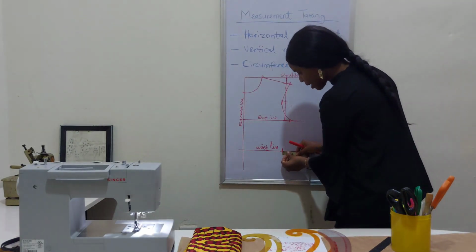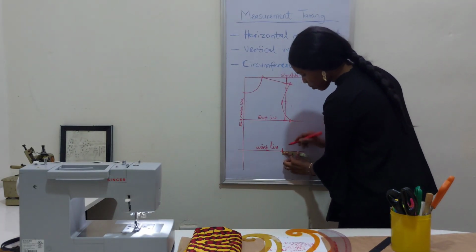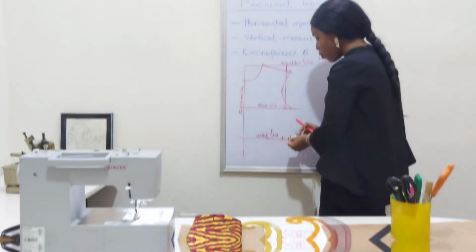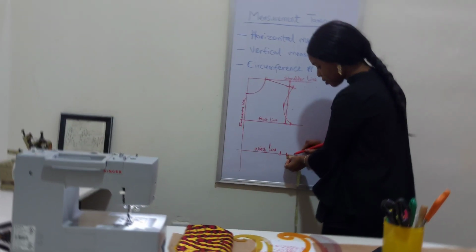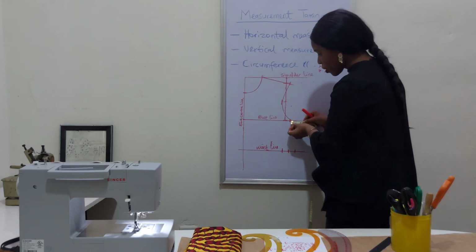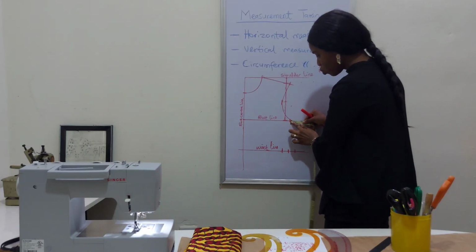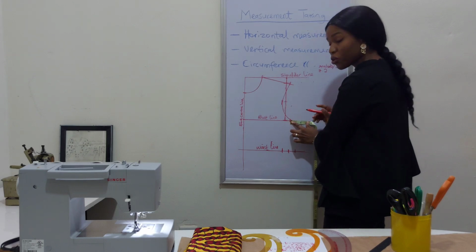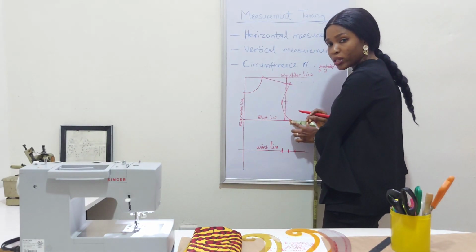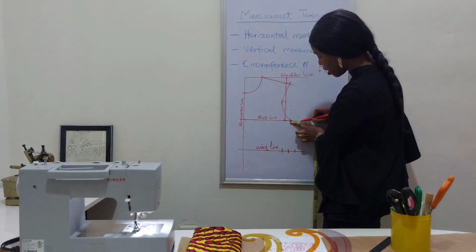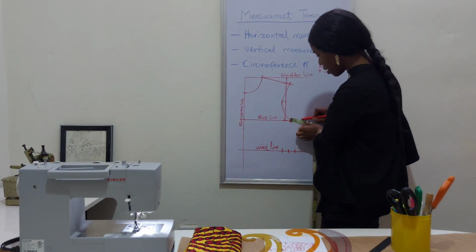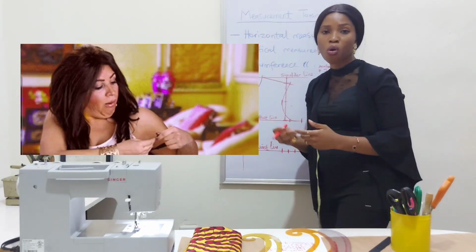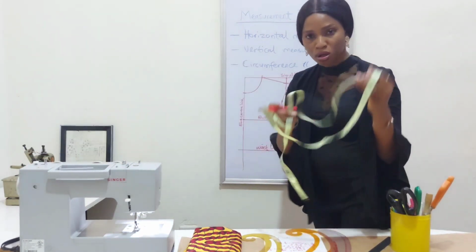So after I've marked my waistline, I'm going to add 1 inch. I will be adding 1 inch sewing allowance, and I'm going to be adding it as well to my bust. My bust region, I'm not going to add 1 inch allowance. I'm going to be adding 2 inch allowance. You know, the bust can be very funny. You need some form of more allowance to the bust.